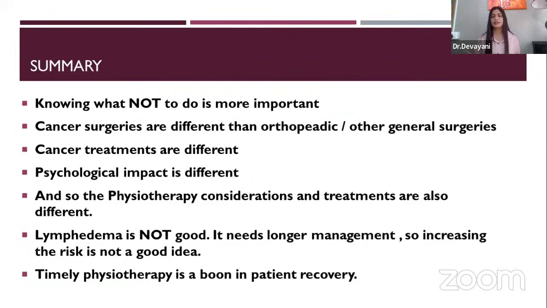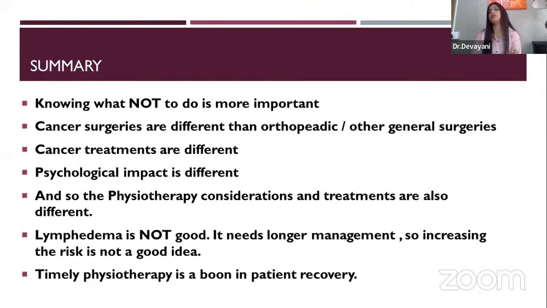Lymphedema is not good. It needs longer management. So increasing the risk of lymphedema because of us is not a good idea. Applying heat, applying cold to that area, any kind of injectables. These days, people took the vaccine and developed lymphedema because they were unaware that they should not take any kind of injectable on this side.